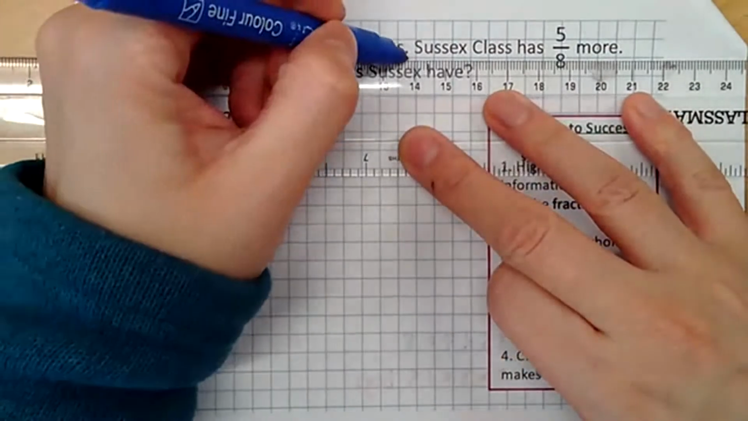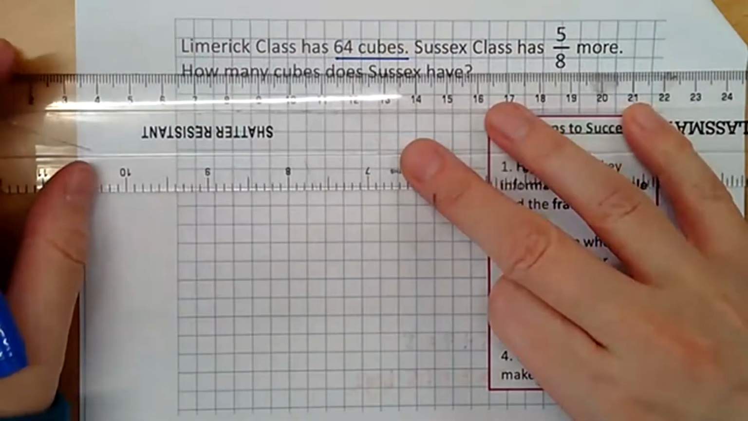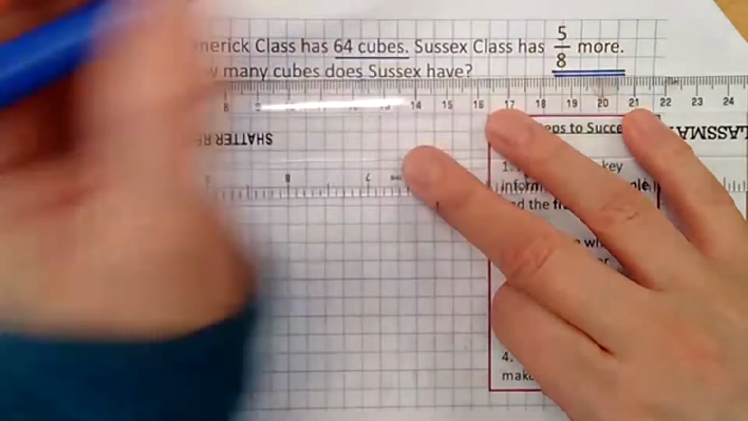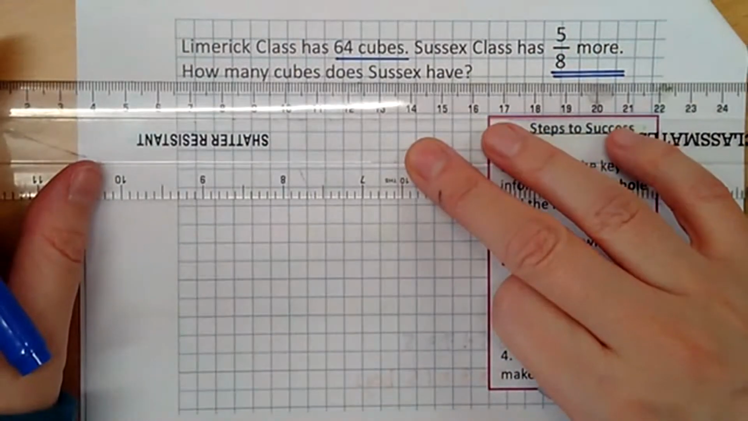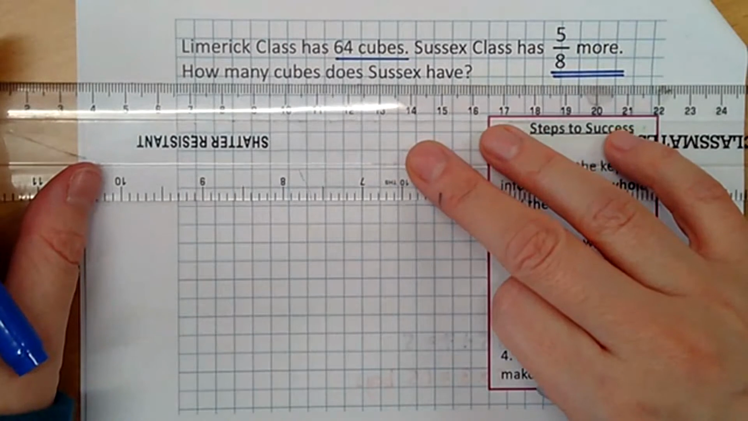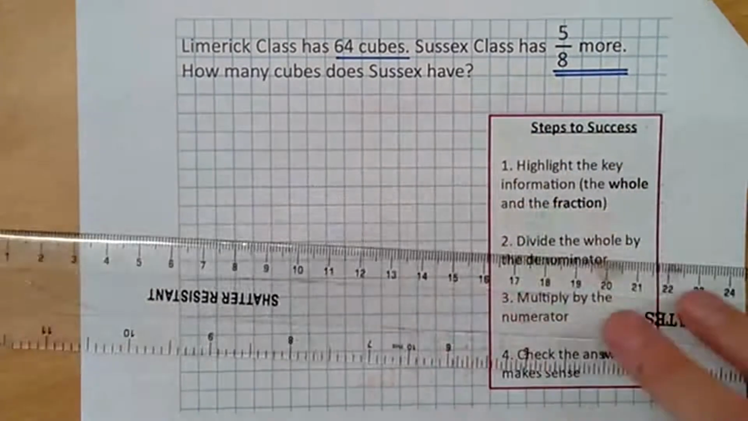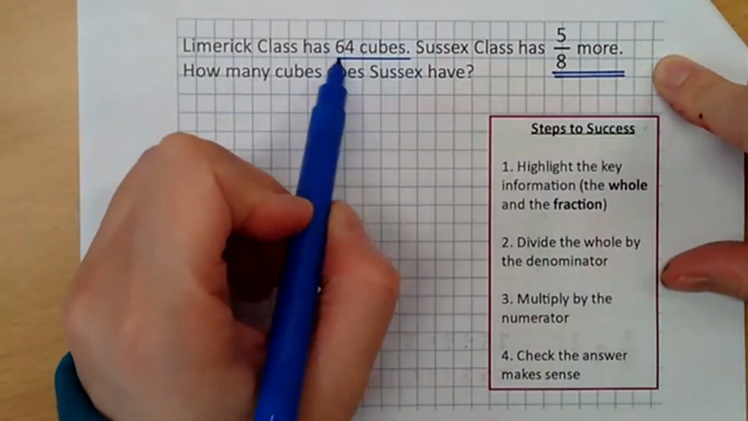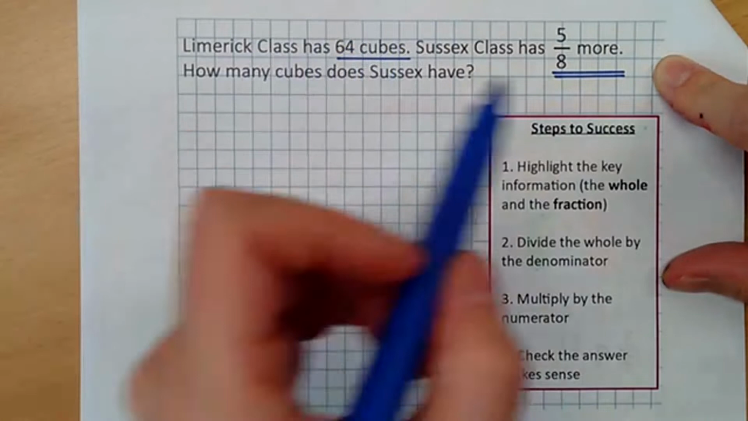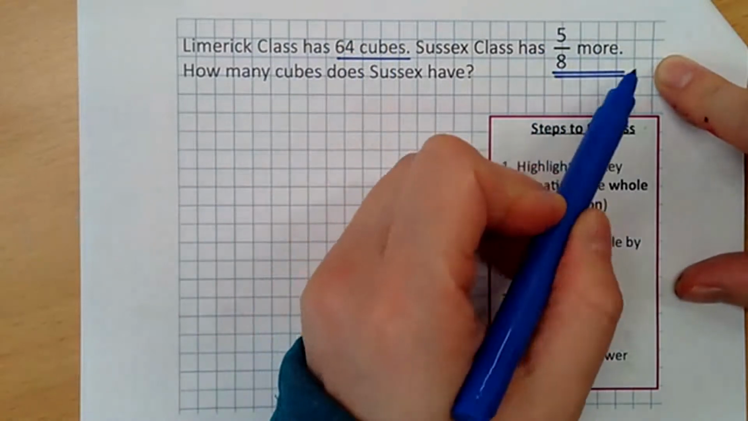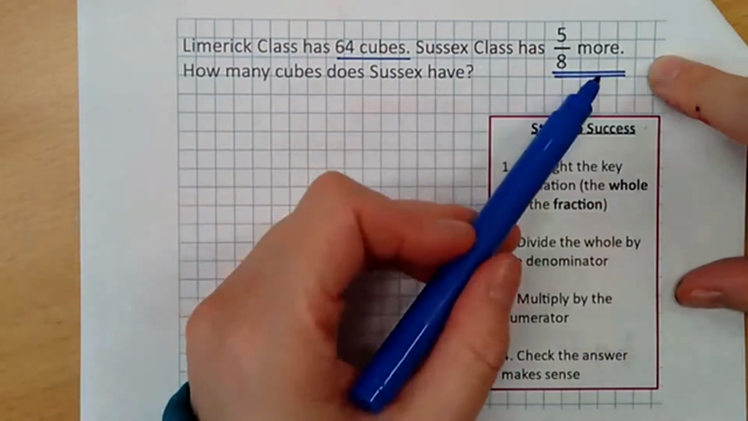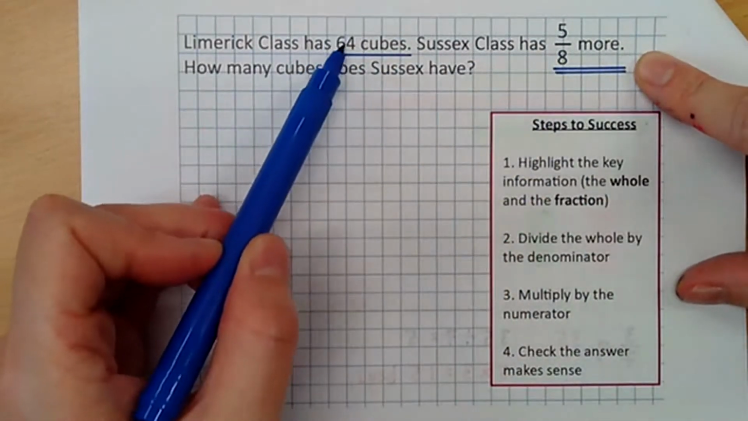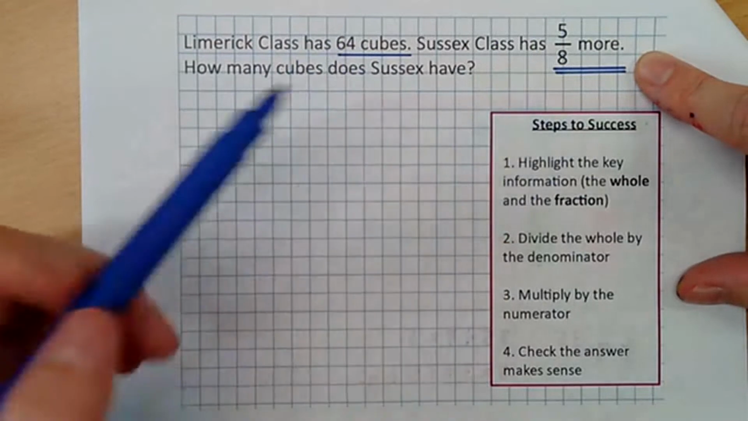We have 64 cubes and Sussex has 5/8 more. How many cubes does Sussex have? Okay, so what I need to do, I know that 64 cubes is my whole. I need to calculate how many 5/8 are, and then because it's 5/8 more, I need to then add my answer to 64 again. I need to remember that.